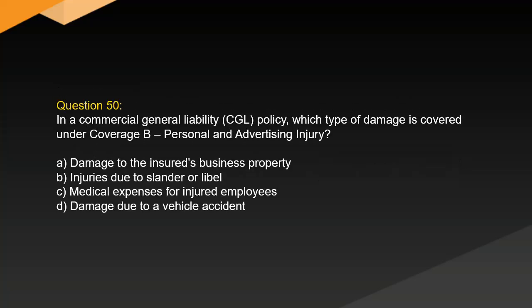Question 50. In a commercial general liability CGL policy, which type of damage is covered under coverage B, personal and advertising injury? A. Damage to the insured's business property. B. Injuries due to slander or libel. C. Medical expenses for injured employees. D. Damage due to a vehicle accident.